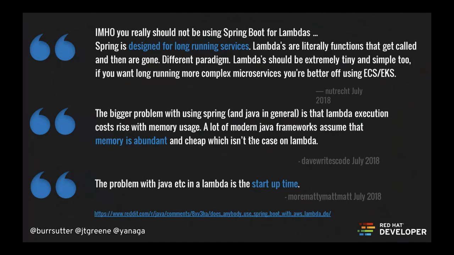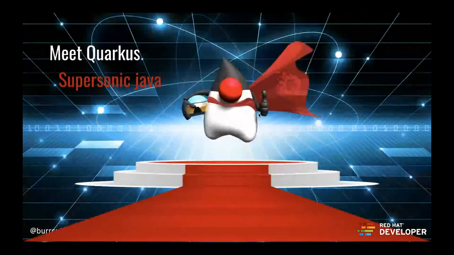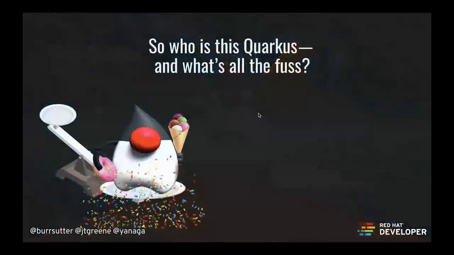And so we actually heard these messages. We saw these concerns, and we were thinking about these problems. We want to make sure that we address them. You're going to see this specifically in Jason's presentation. Okay, so meet Quarkus, our supersonic Java. This is what we've been working on.